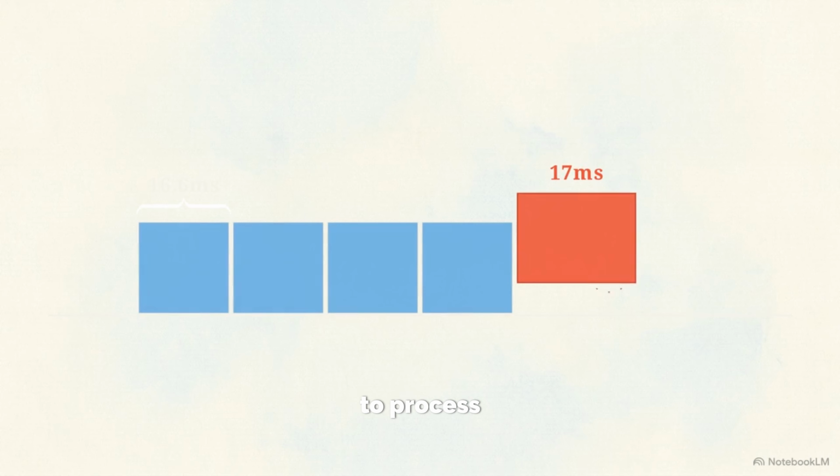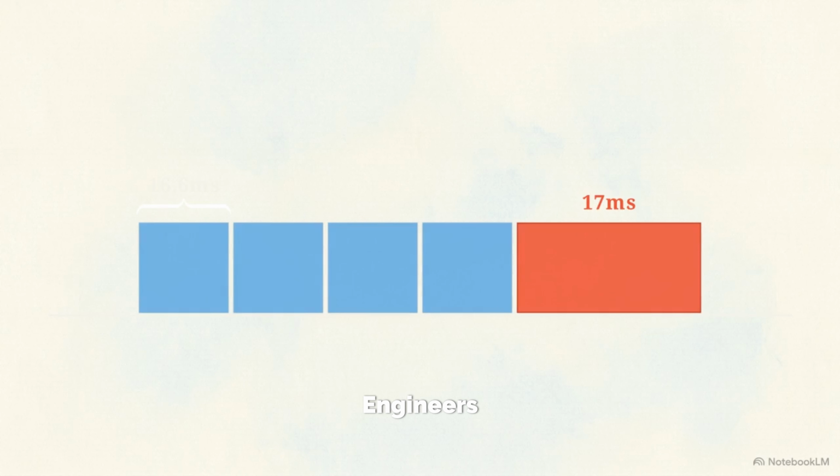To maintain a fluid 60 frame per second illusion, an operating system must draw a new frame every 16.6 milliseconds. If an app takes exactly 17 milliseconds to process the next image, it misses its window. The screen is forced to hold the old frame for twice as long. Engineers called this visual break Jank.